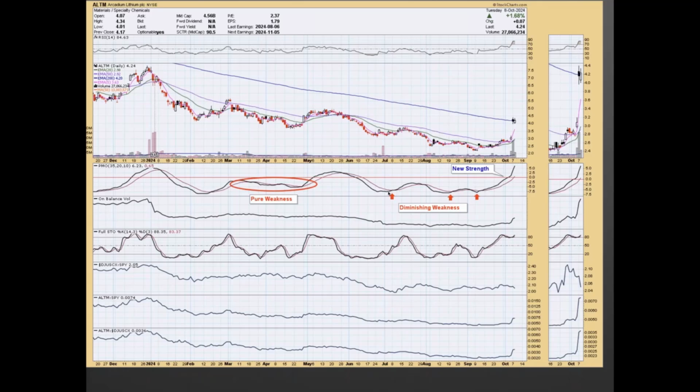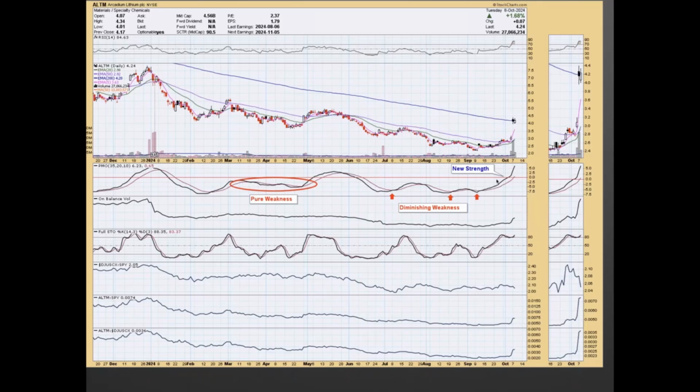These signs, when we started to see the PMO move up and got that crossover buy signal, that wasn't necessarily a sign of new strength. That was a sign that weakness was diminishing. And with diminishing weakness, you're probably not going to get a whole lot of price movement to the upside.